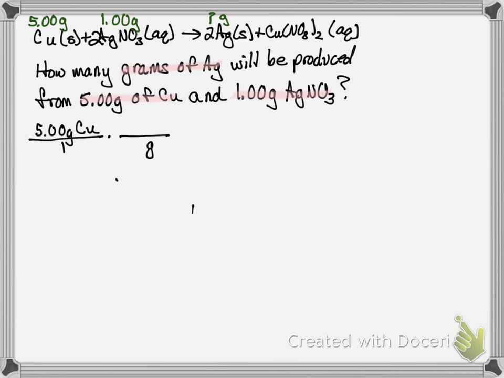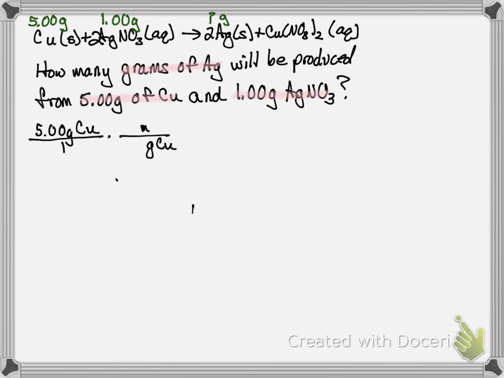We're going to completely ignore the silver nitrate for now, and go from 5 grams of copper all the way to grams of silver. So the first thing we do is write the given information, 5.00 grams of copper, over 1. It needs to be given in the problem. We always start off with something you can measure in lab, so grams, because I have a balance, or milliliters. You're usually not going to start with moles, because I don't have a mole measuring device. So grams or milliliters is a great place to start.